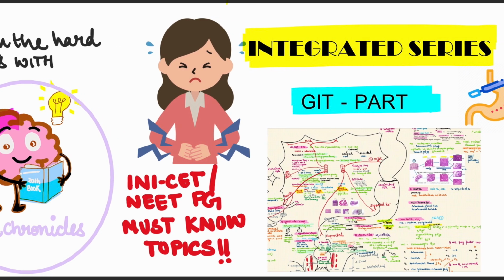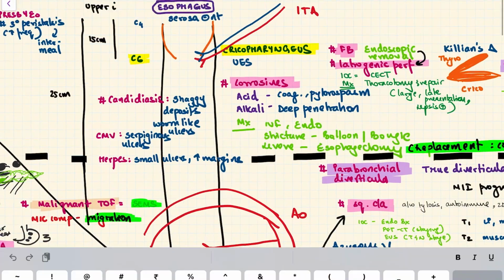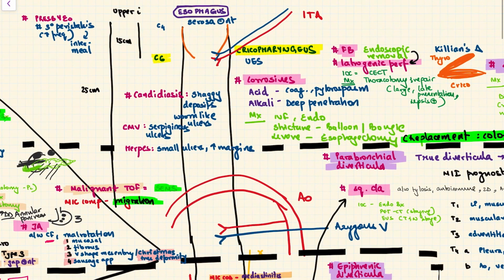Without further delay, let us start with the second part of GIT integrated. Okay, so let us start by talking about the anatomy of the esophagus, right? So, esophagus will divide it into three parts: the upper one third, then middle one third, and then finally lower one third of the esophagus, right?